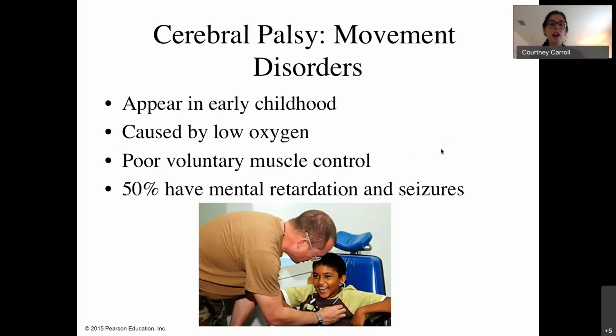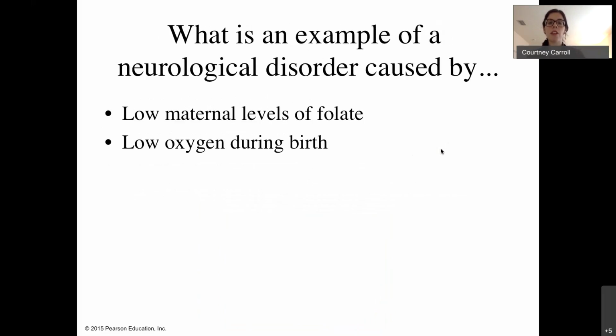And during childbirth and early childhood, brains are doing so many things. And so they're very susceptible to low oxygen. And low oxygen during childbirth can have some really serious consequences. And all of them are generally classified as cerebral palsy. And so a wide spectrum of disorders, but the thing they share in common is that lack of voluntary muscle control. Okay. So I want you to think about examples of disorders caused by low folate or low oxygen during birth.